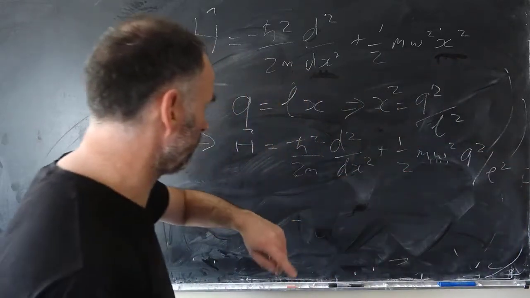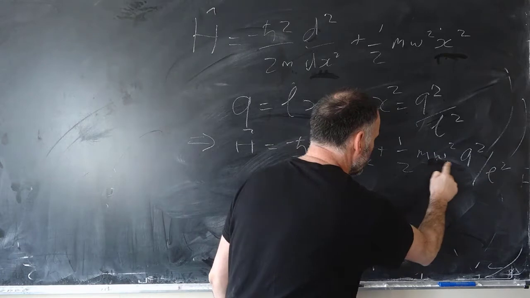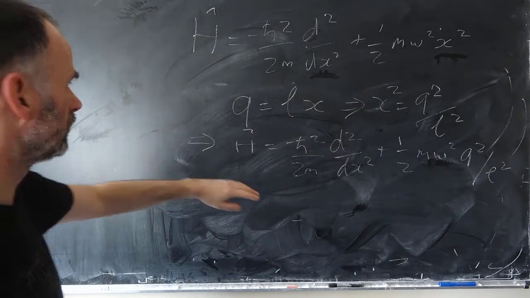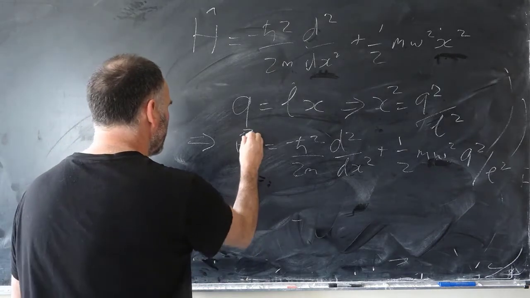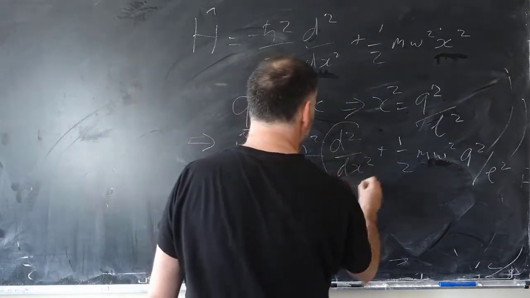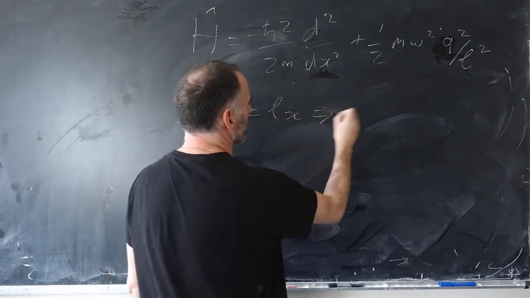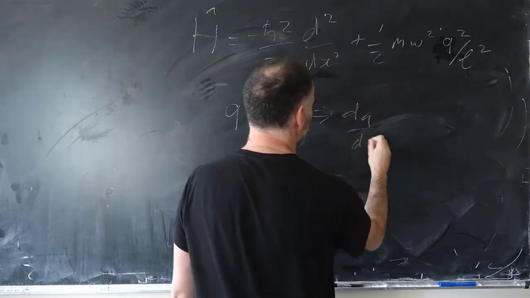So that's our potential energy part of the Hamiltonian done. Let's now focus on this. Q is equal to Lx, which implies dq/dx is equal to L.